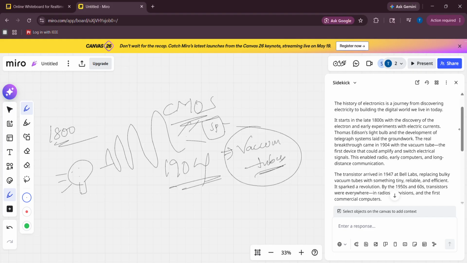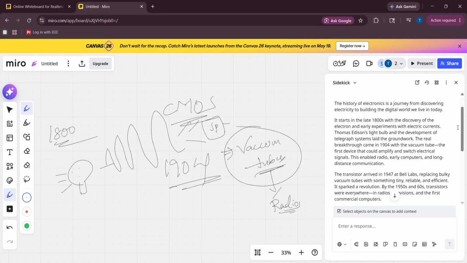So with the invention of vacuum tubes, radios and early computers came into the picture. Now listen, the computers we are using now are very different from the past computers. If you want, you can compare them on Google. So vacuum tubes enabled radio, computers, and long distance communication.